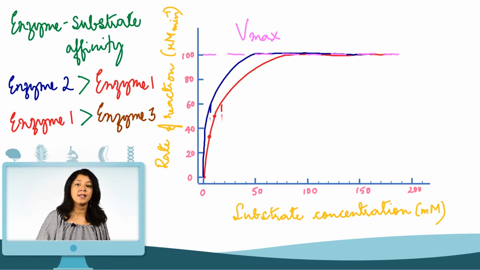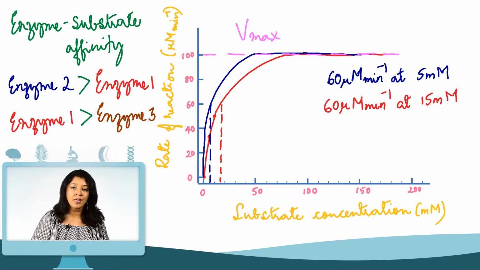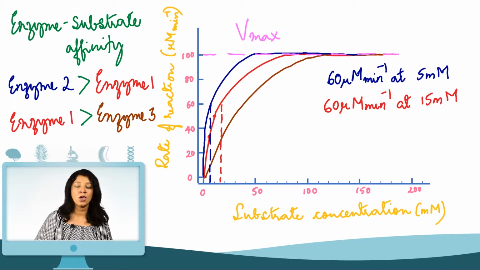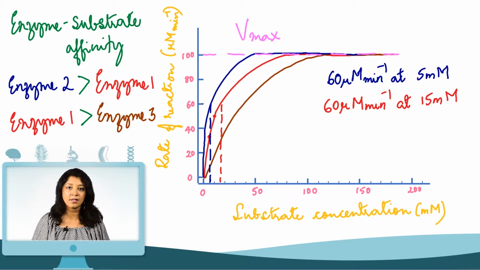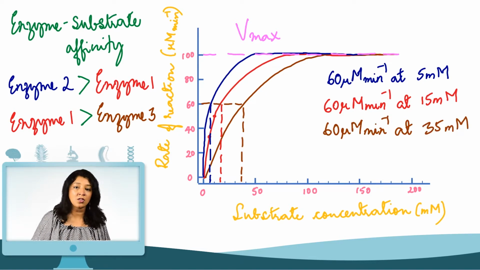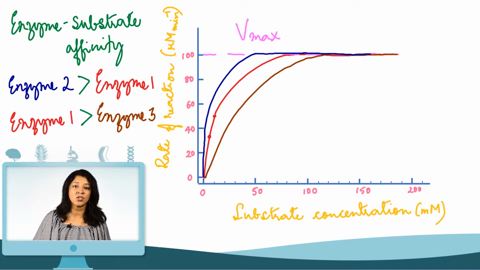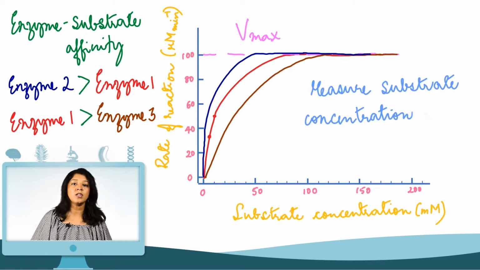As you can see, it attains greater velocities at lower substrate concentrations. Whereas enzyme 3, which has a lower affinity for its substrate, would have a graph that looks more like this. And as you can see, it attains the same velocities only at a greater substrate concentration. Now we can quantify this if we measure the substrate concentration at half the maximum velocity.